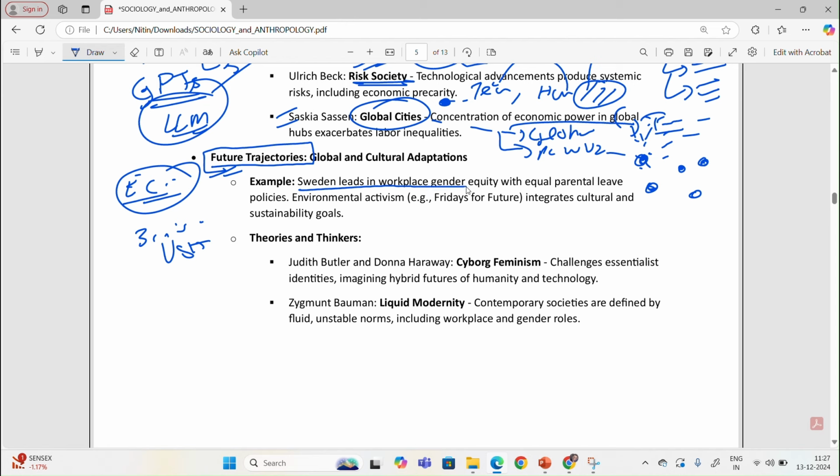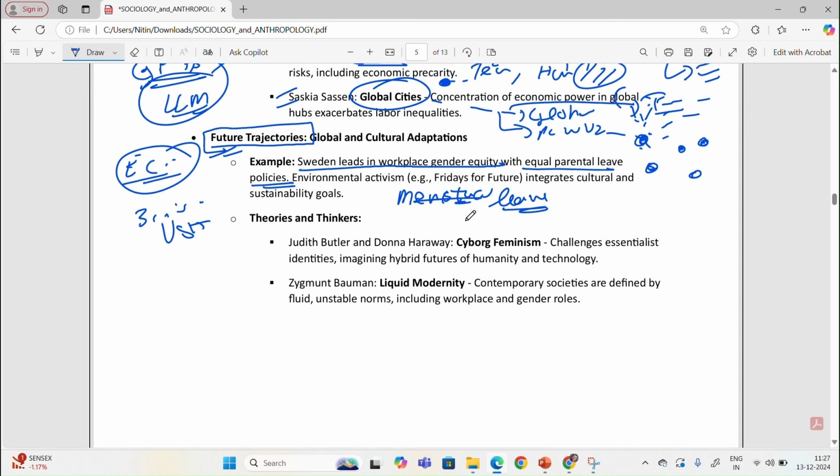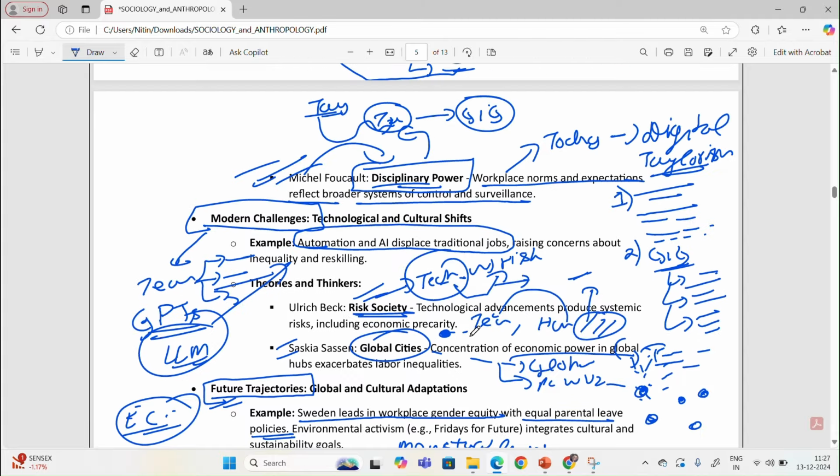For example, Sweden leads in workplace gender equity with equal parental leave policies. In India, we are talking about menstrual leave today. Okay. So something like that. You can read about these. Not very, very important.